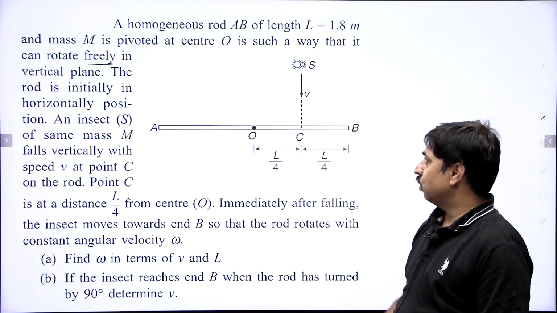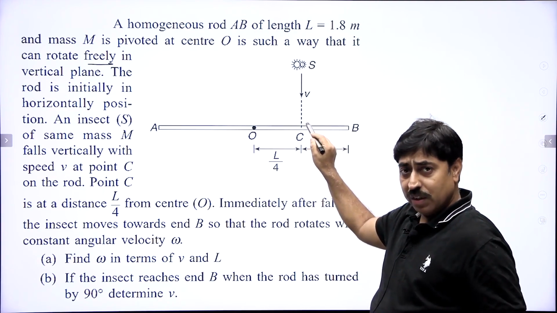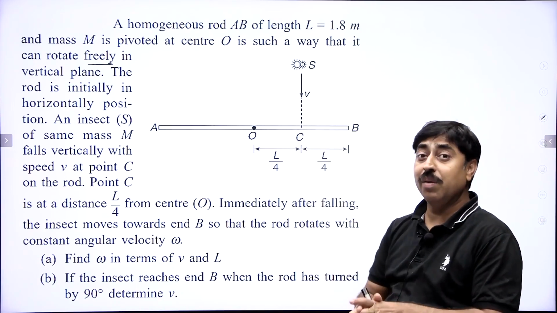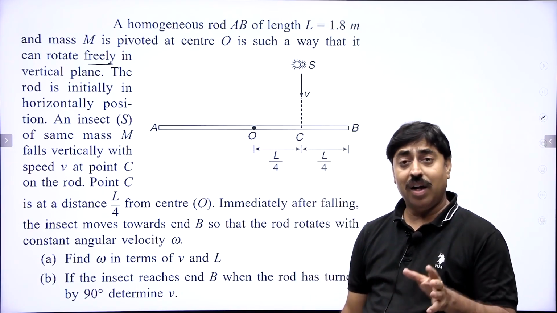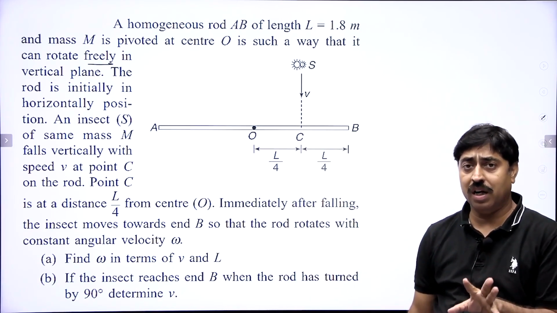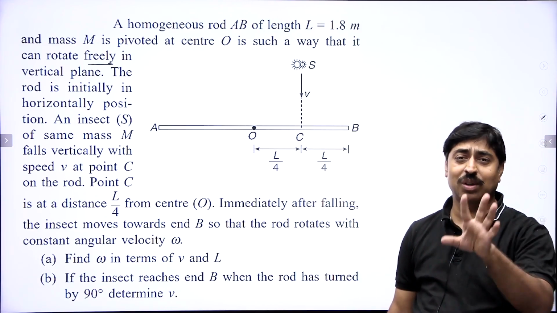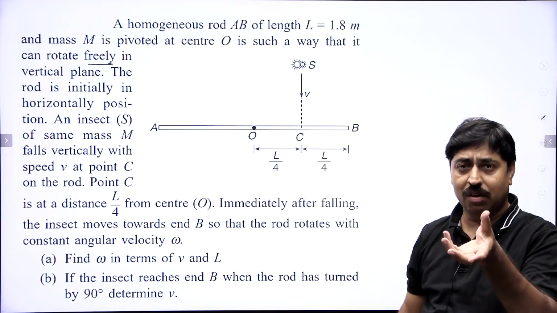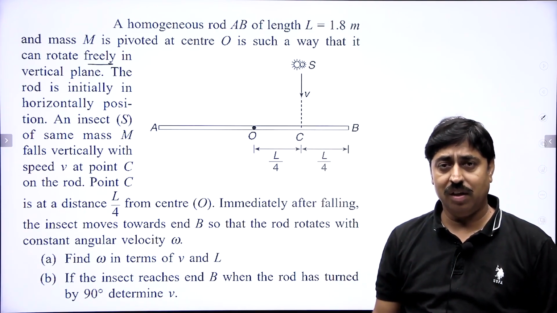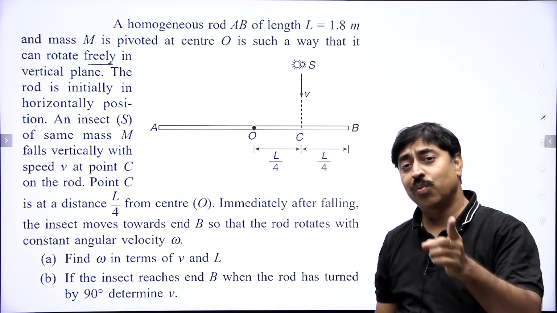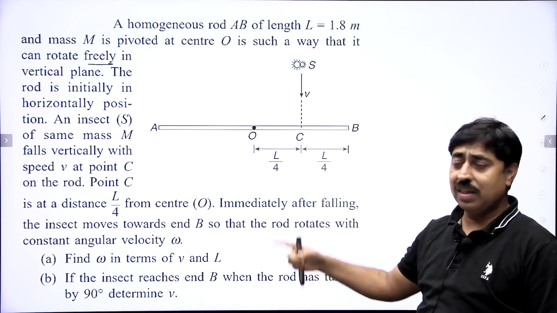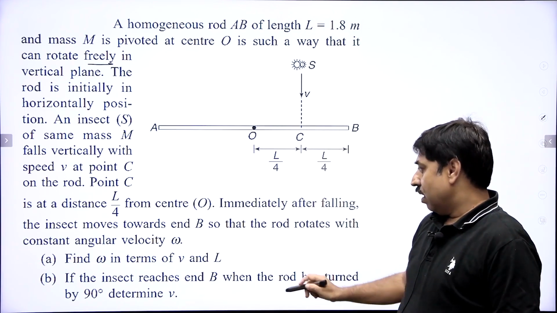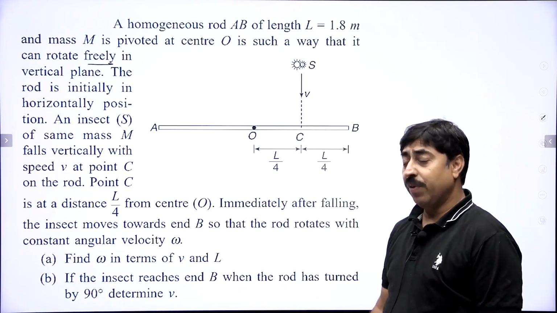Great. The question says that after the insect falls on the rod, it immediately starts moving towards end B with respect to the rod, and it moves in a fashion such that the rod is able to maintain its constant angular velocity. After the insect hits the rod, obviously the rod will acquire an angular velocity, and the rod continues to move with same angular velocity as the insect moves from point C towards point B. Find omega in terms of V and L.